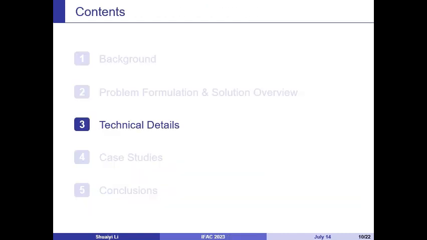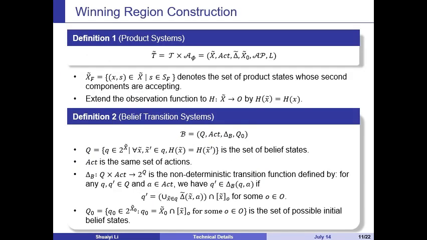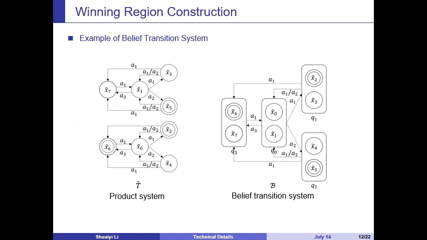Now I'll introduce the technical details of our solution. Firstly, as mentioned before, we construct the product transition system and the set of accepting states, and we extend the observation function to the product system. Then we construct the belief transition system, and it contains all the product states that the controller cannot distinguish. The transition relationship is determined by both action and observation result. Here is an example of the structure of the belief transition system.